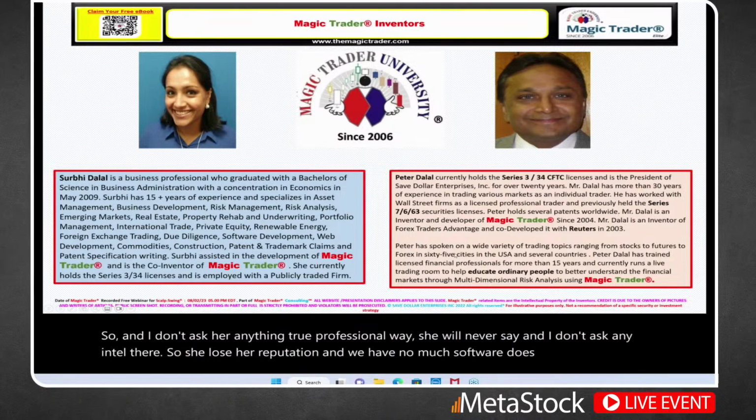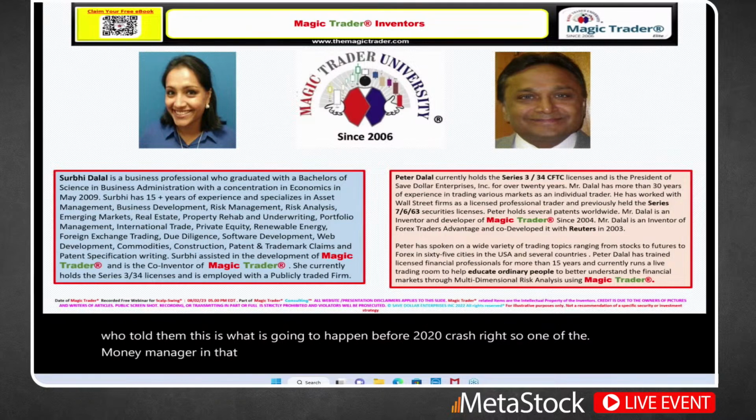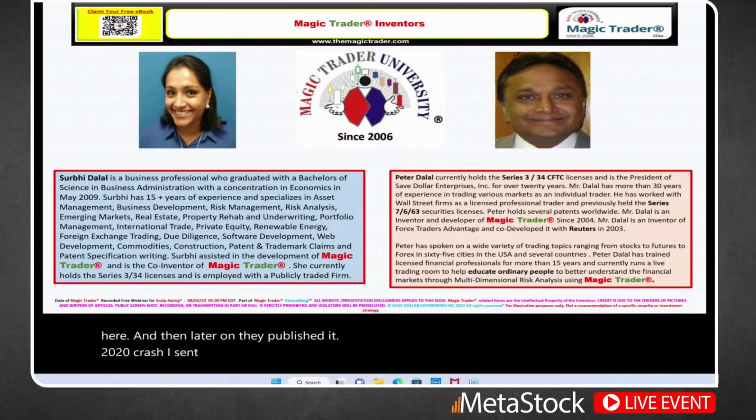And my software does this. I'm the one who told them what was going to happen before the 2020 crash, right? One of the money managers in that company in New York, I sent him my findings. He said, get out of here. And later on, they published it. For the 2020 crash, I sent them the evidence. I didn't do anything where my daughter works, because I want to keep her away from all this trouble. That's what you do as a parent.